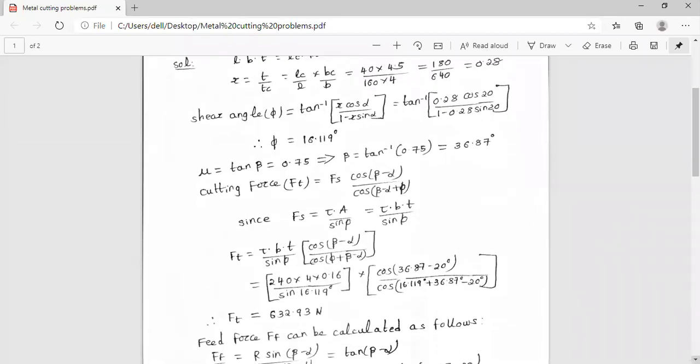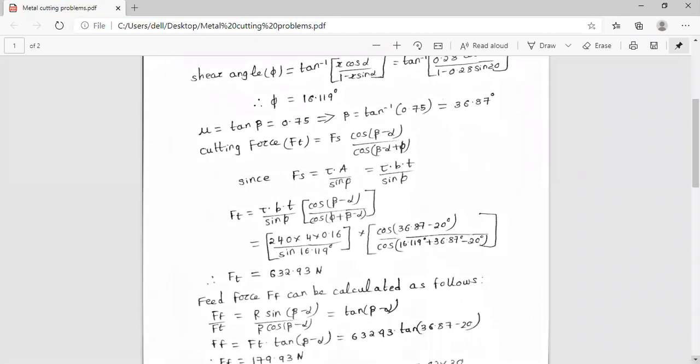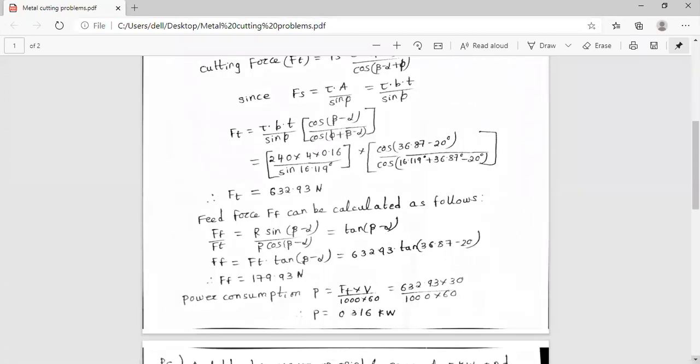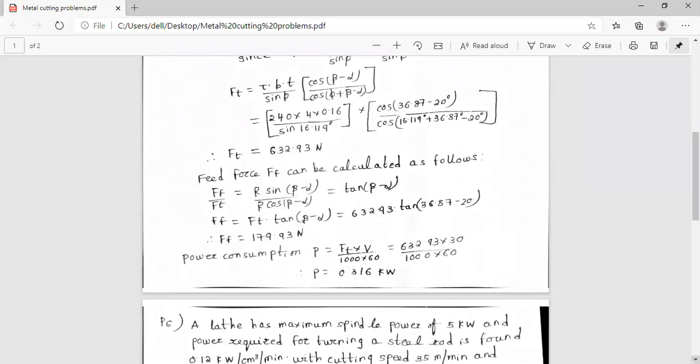So what I told you in this problem, what you have learned from this problem, what is your comment from this problem? That every time the particular value of Ft is greater than Ff, tangential force is greater than feed force. So power consumption formula is there, Ft into V by 1000 into 60. We want that in kilowatts. So you have to know what is joule and everything. 1 kilowatt is equal to how many joules, that also concept you have to know. So just try to have a look.